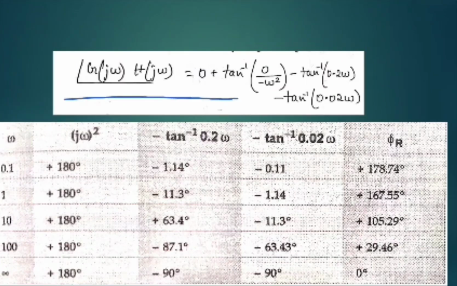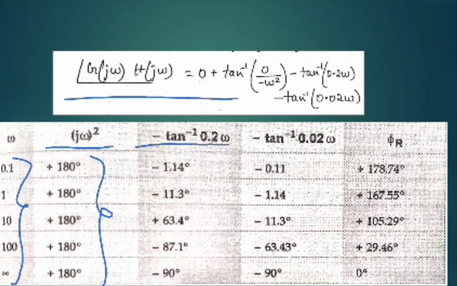Now finding these angles with the different omega values, we get the j omega square value as plus 180 degrees. So throughout it's going to remain constant, and then we have minus tan inverse of 0.2 into 0.1, which gives minus 1.14, and minus tan inverse of 0.02 into 0.1 gives minus 0.11. The resultant angle will be plus 178.74, adding these three angles.